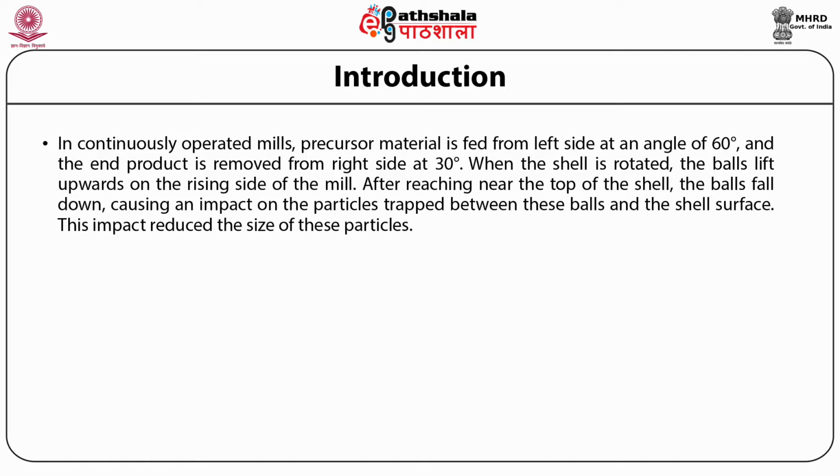When the shell is rotated, the balls lift upwards on the rising side of the mill. After reaching near the top of the shell, the balls fall down, causing an impact on the particles which are trapped between these balls and the shell surface. This impact reduces the size of these particles.